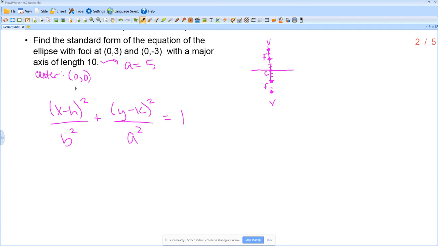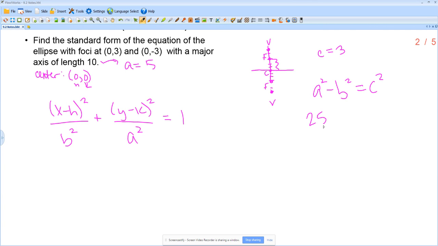So what things do we know? Well, we know h, we know k, we know a, and what we also know is c. We know that c is equal to 3 because c represents the focal length. And what we need to remember is that for an ellipse, a squared minus b squared is equal to c squared. So you have almost a Pythagorean theorem here.